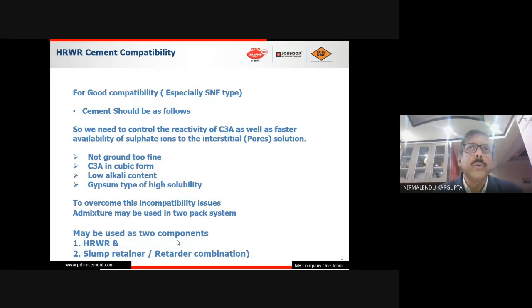Very two-pack system. Take one HRWR, and take a slump retainer and retarder combination, and work with that; then you will get some compatibility from it. You will have to do a two-pack system. It is not working because in those cases your retarder volume will be higher and that is not incorporated in a single pack. So you go with a two-pack system. This is the remedy for SNF.